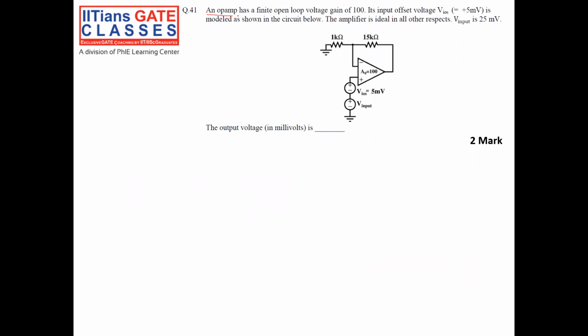An op-amp has a finite open loop voltage gain of 100, right? A is equal to 100, and its input offset voltage is 5 millivolt. Model as shown in the figure. The amplifier is ideal in all other aspects. When my V input is 25 millivolt, you have to calculate the V output. Okay. This is a very nice question.